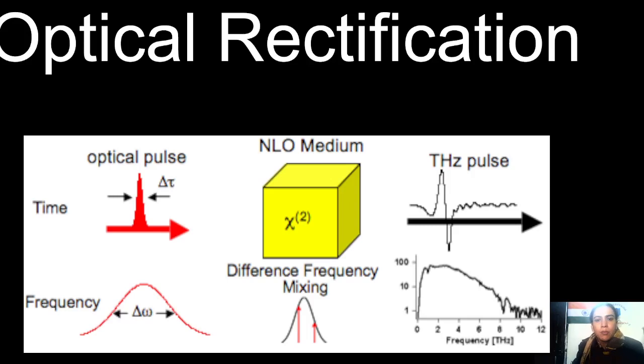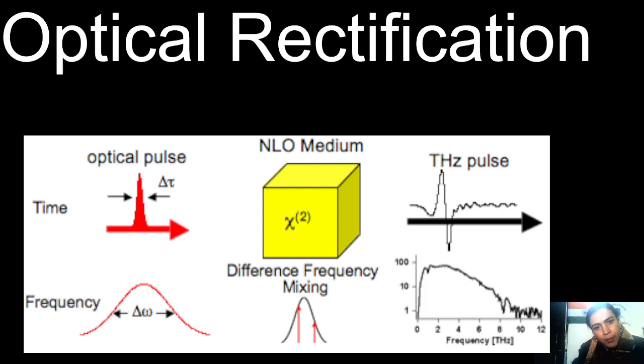Okay, so the second most employed method for the generation of terahertz radiation is optical rectification. In optical rectification, what we require is a non-linear optical medium. What I mean by a non-linear optical medium is a medium which has second order non-linear susceptibility.